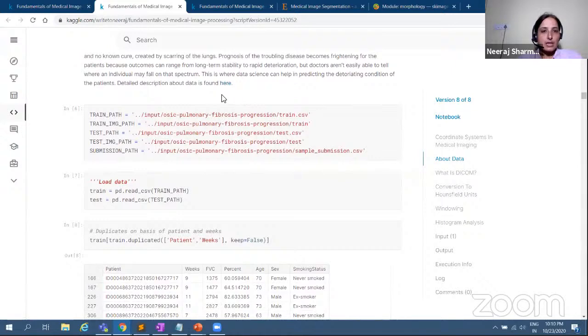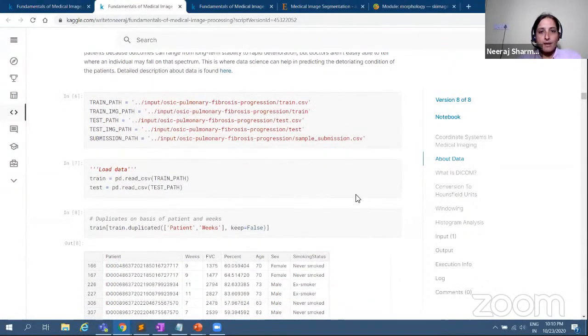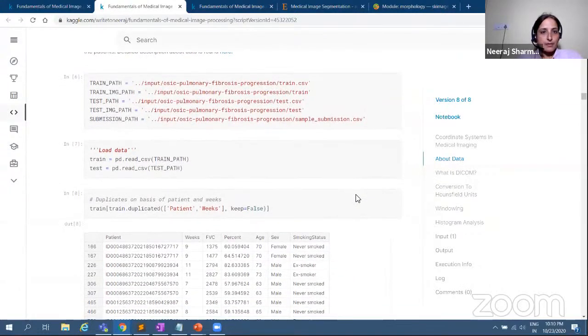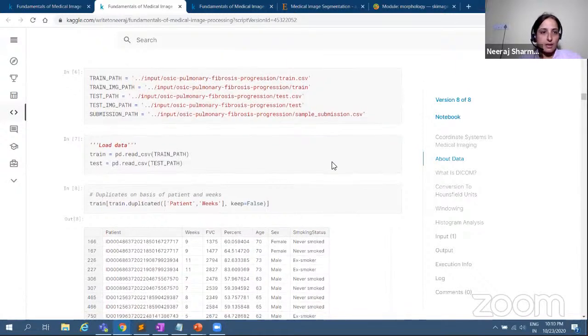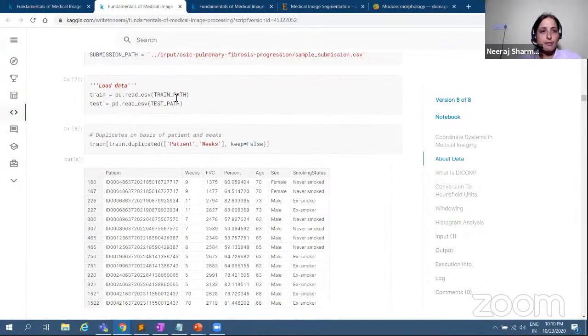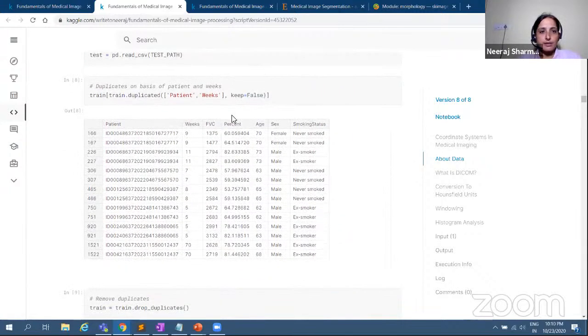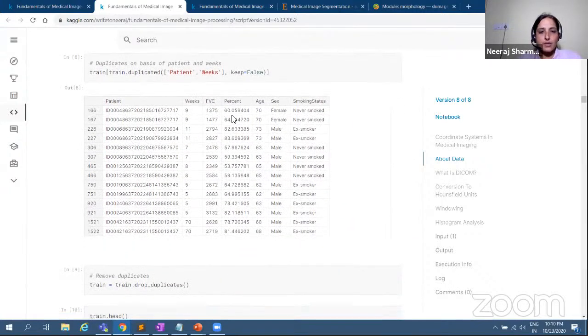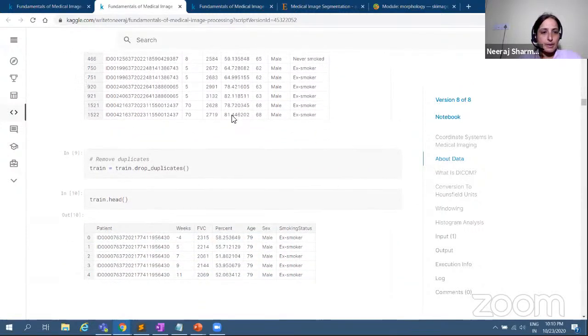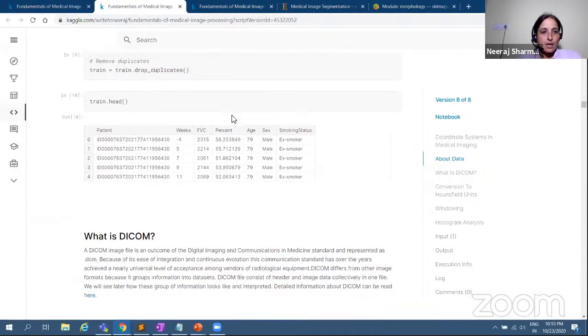Details of the data can be found here. I have attached a link over here. Then we will start with the processing of the data. These are the different parts where we get the data. Here I'm loading the CSV file in plain pandas. Then I found some duplicates, so I just removed those duplicates. This is a very simple thing.